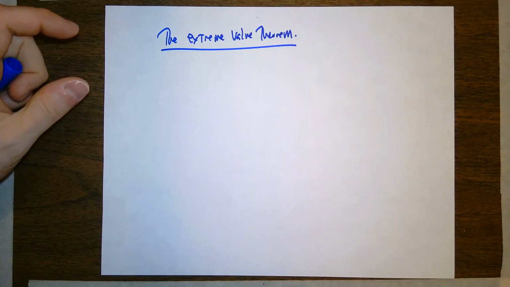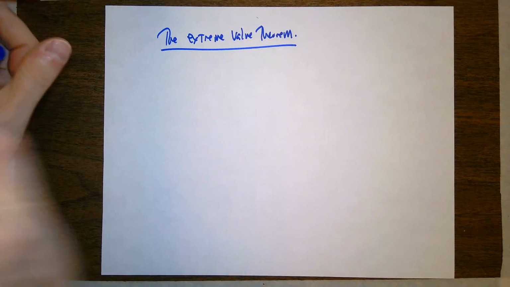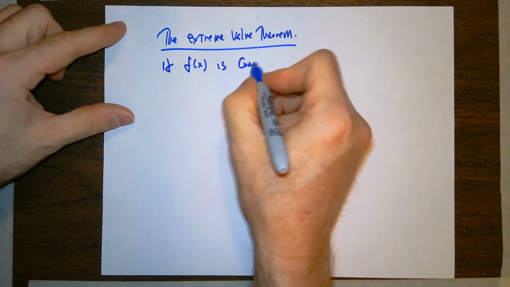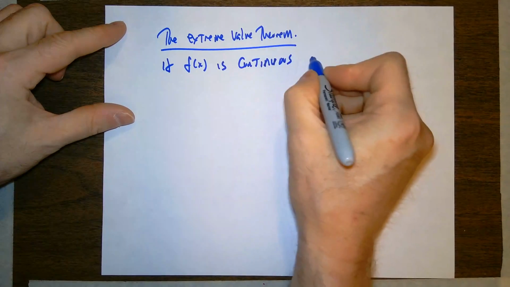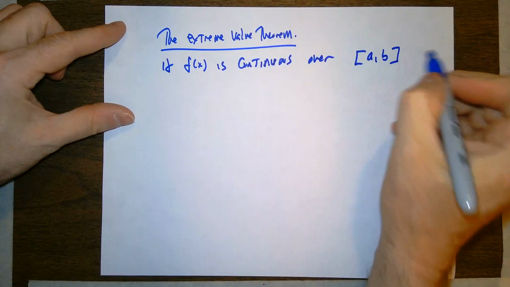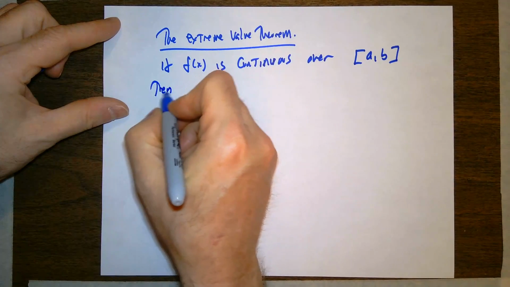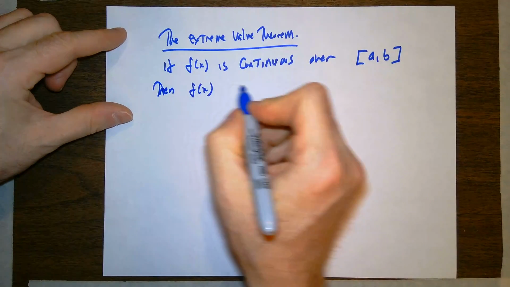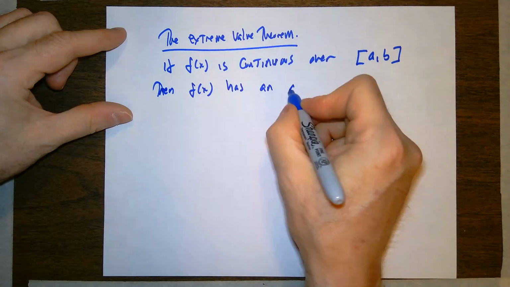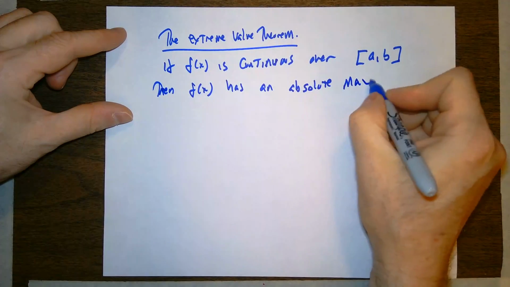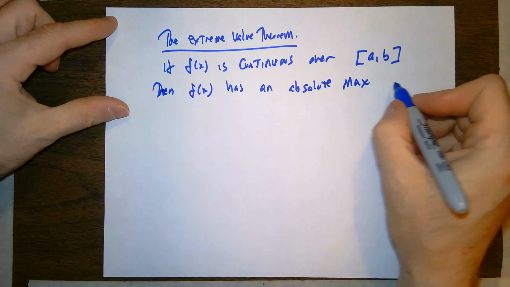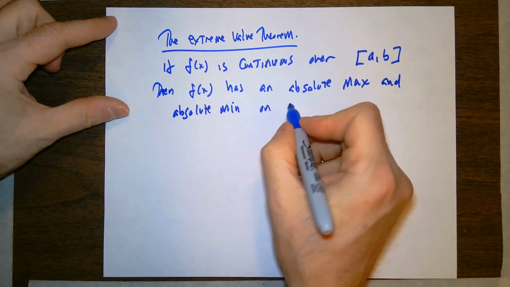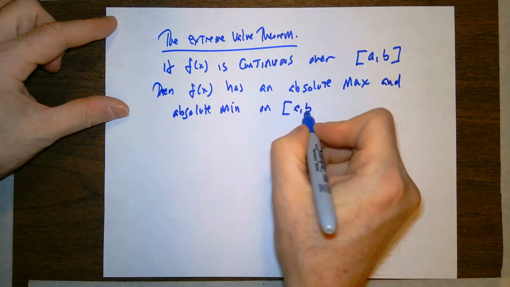And the extreme value theorem basically says this: if some f of x, some function of x, is continuous over a closed interval from a to b, then, and think about what continuous and all the implications of continuous mean, the function has an absolute maximum value and an absolute minimum value on that interval from a to b.